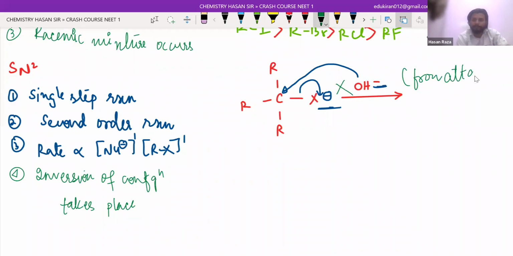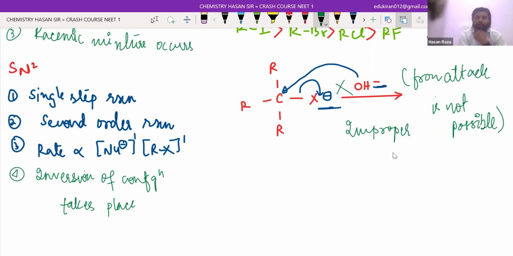Front attack is not possible. Why not possible? If you have studied chemical kinetics, proper orientation should be there, and this is improper orientation. See, in SN1, first X leaves with the carbon's electrons. OH minus does not attack at the same time. X minus leaves with the carbon electrons. Then the formation of carbocation takes place.